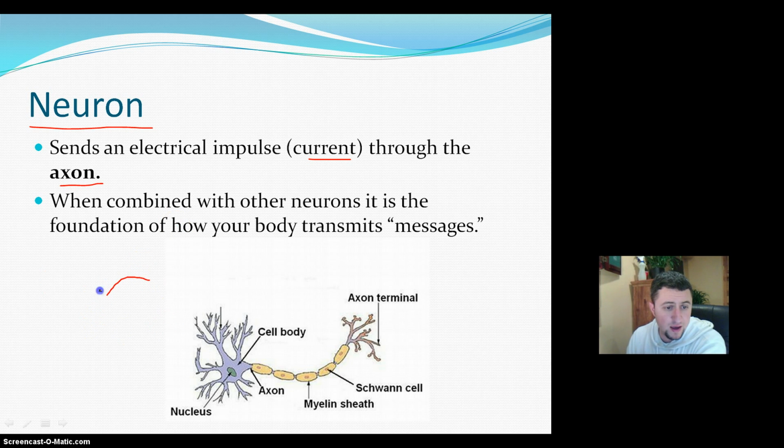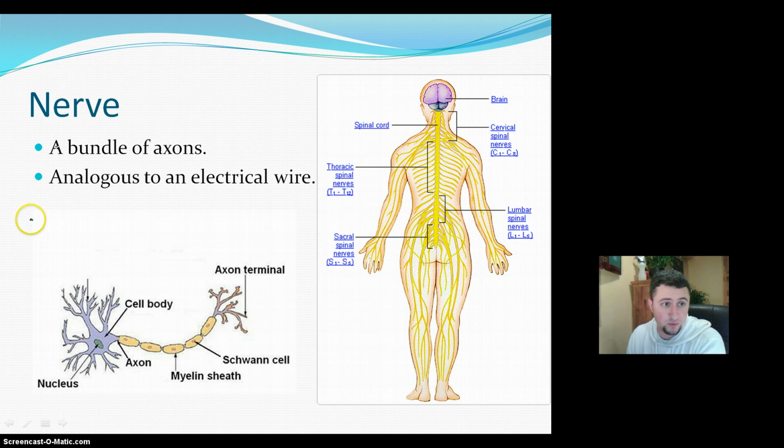Here I have a diagram of what a neuron looks like. This part right here, that long extension, is the axon, and so your neuron actually has the ability to send an impulse down the axon like this. When we get a clump of axons all working together, that's what we call a nerve. So a nerve is a bundle of axons.